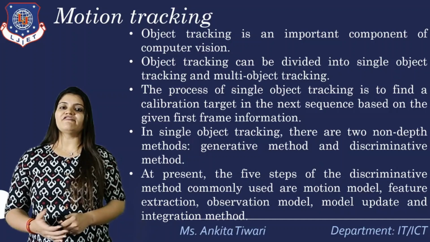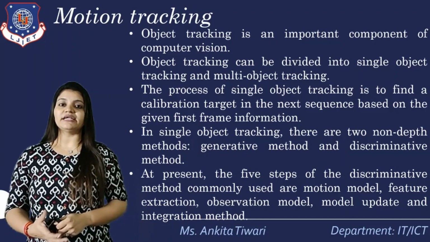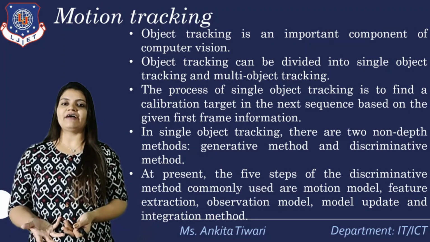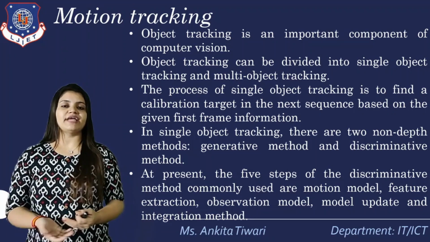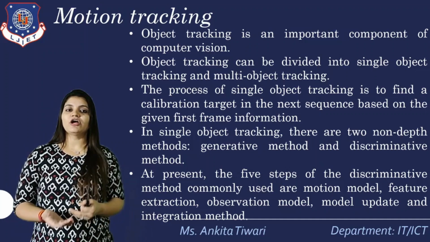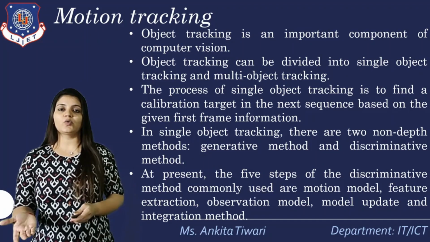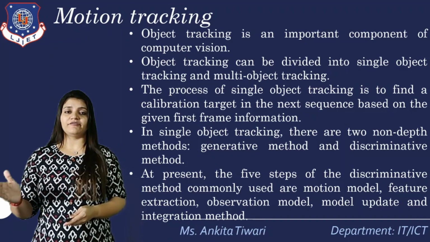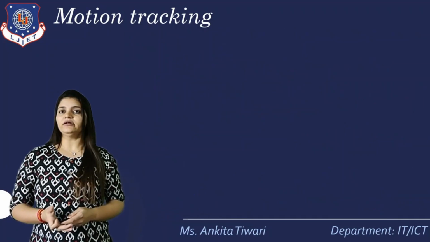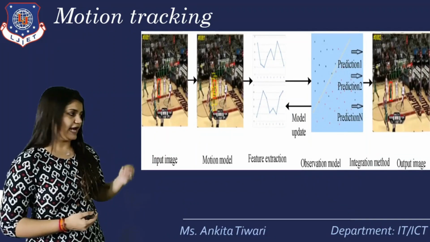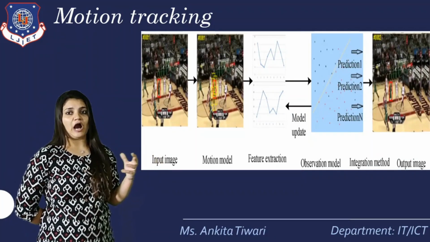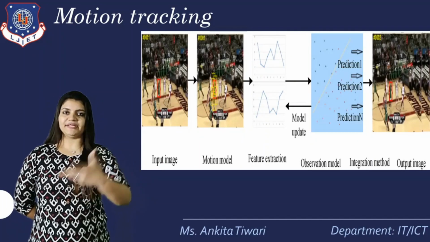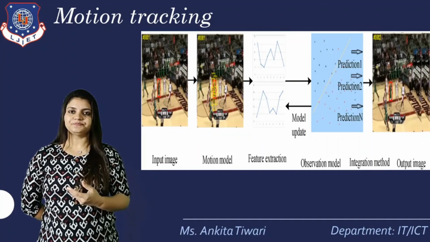At present, there are 5 stages of the discriminative method that are commonly used: the motion model, then feature extraction, the observation model, model update, and query. So these are the object tracking steps available for the discriminative method. Here we are going to have an image. This image shows how motion tracking takes place in any particular application.